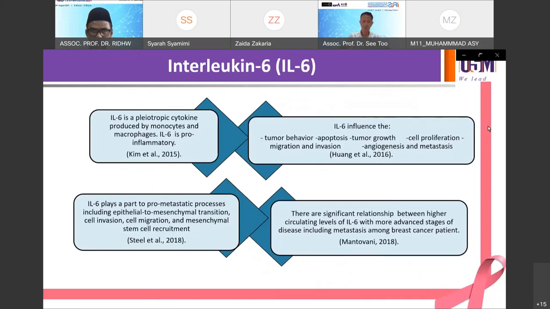One of the cytokines derived by this macrophage is called interleukin-6, or IL-6. IL-6 is a pleiotropic cytokine produced by monocyte and macrophage, and it is a pro-inflammatory cytokine. IL-6 influences tumor behavior, apoptosis, tumor growth, cell proliferation, migration and invasion, angiogenesis and metastasis. Besides that, IL-6 plays a part in the pro-metastasis process, including epithelial to mesenchymal transition, cell invasion, cell migration, and mesenchymal stem cell recruitment. According to Mantovani in 2018, there are significant relationships between higher circulating level of IL-6 with more advanced stage of disease, including metastasis among breast cancer patients, thus leading us to this research problem.